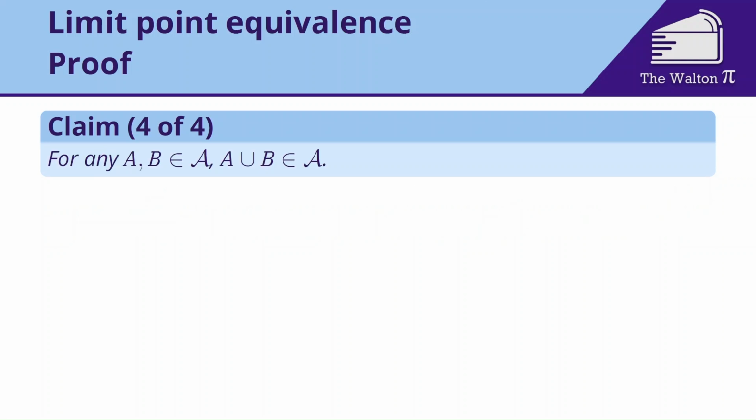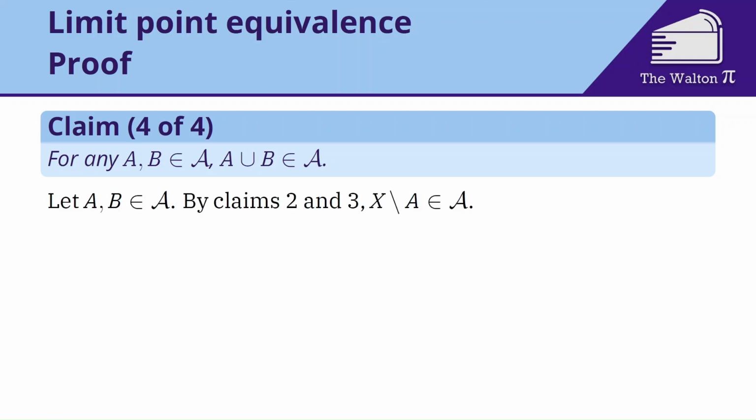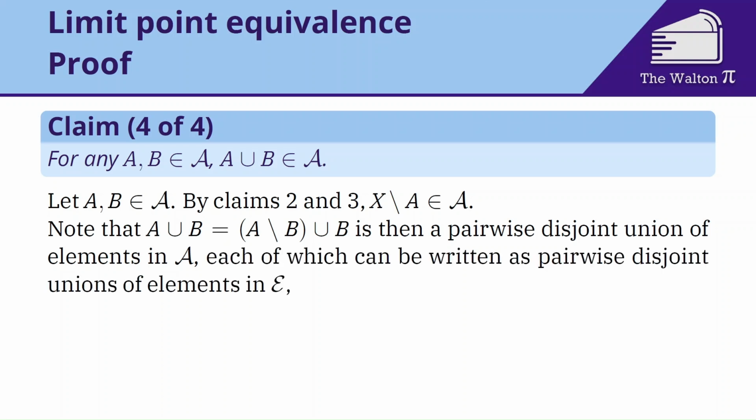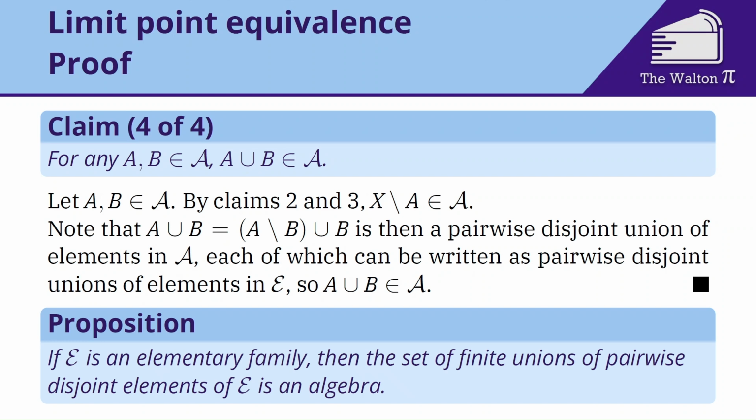And claim 4, if we have A and B in our algebra, A union B is going to be in our algebra. So let's let A and B be in A. By claims 2 and 3, X minus A is going to also be in A. Note that we can write A union B as A take out B union B. That's then a pairwise disjoint union of elements in A, each of which can be written as pairwise disjoint unions of elements in E. So that tells us that A union B is going to be in our algebra A. So we have successfully shown that if E is an elementary family, then the set of finite unions of pairwise disjoint elements of E is going to be an algebra.